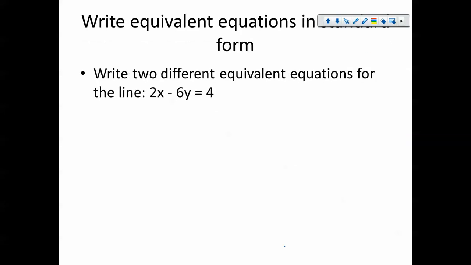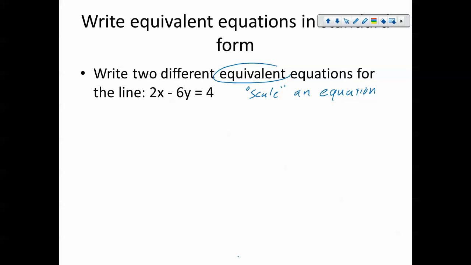The first thing that we're going to do with that today is recognize that we can scale an equation. Meaning we can make equations that are the same, that is, they are equivalent, by multiplying everything in the equation by a number. So the example here says to write two different equivalent equations for the line 2x minus 6y equals 4.